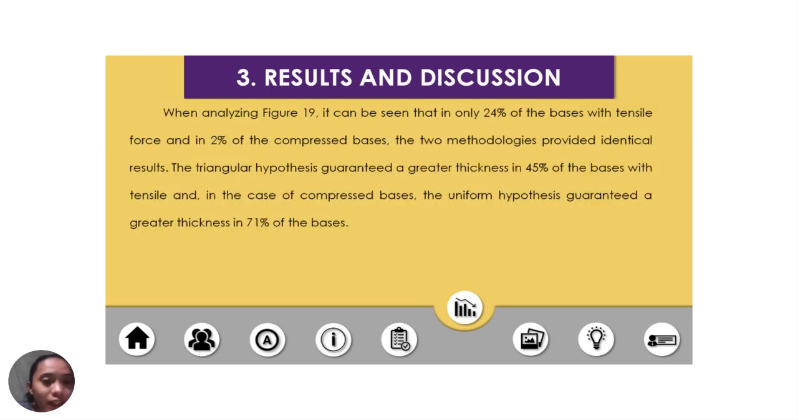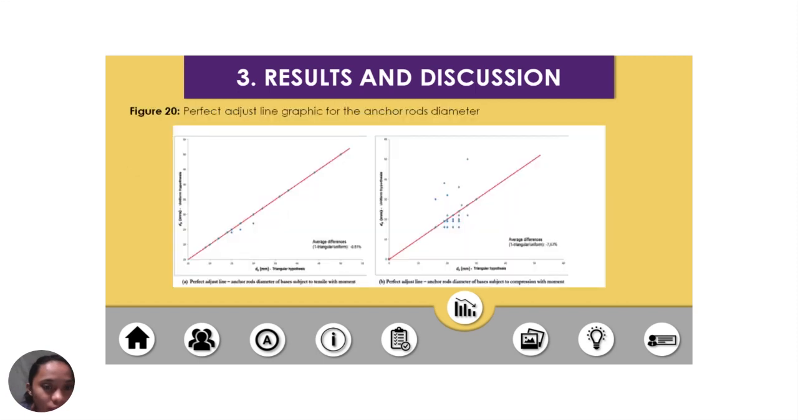So when analyzing figure 19, it can be seen that in only 24% of the bases with tensile force and in 2% of the compressed bases, the two methodologies provided identical results. So the triangular hypothesis guaranteed a greater thickness in 45% of the bases with tensile force, and in the case of compressed bases, the uniform hypothesis guaranteed a greater thickness in 71% of the bases.